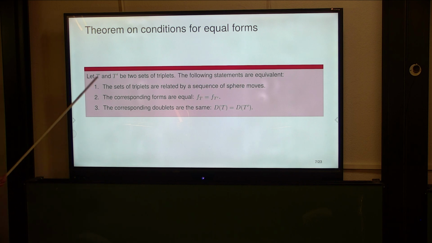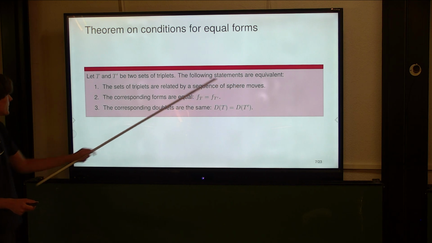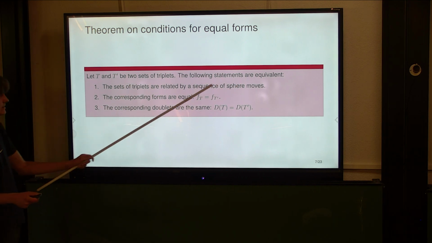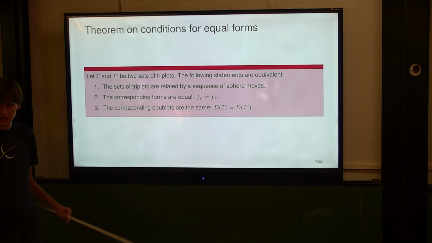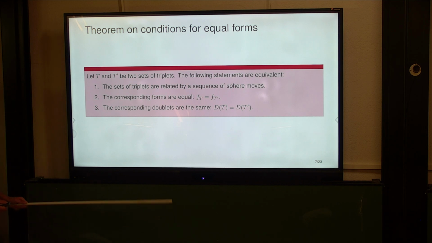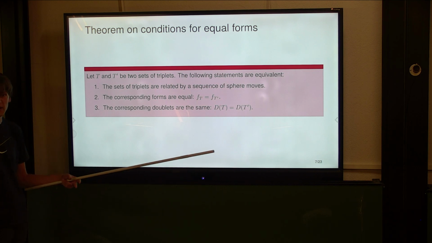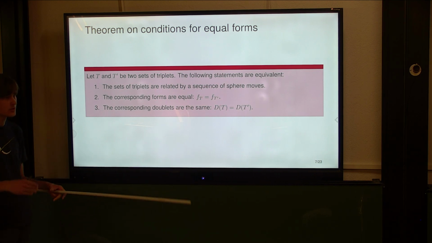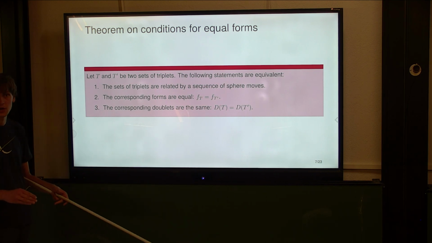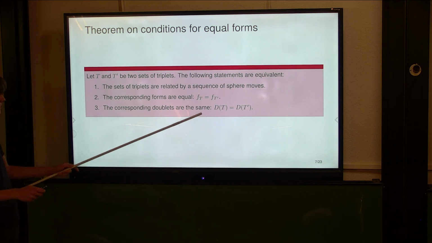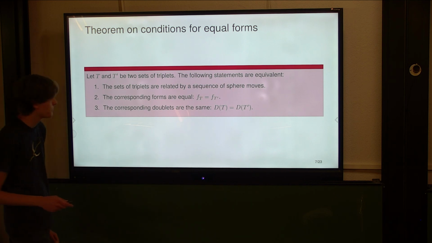If we have 2 different sets of triplets, or really you can say 2 different diagrams, the following statements are equivalent. The sets of triplets are related by a sequence of sphere moves, which are the generalization of square moves I was talking about. The corresponding forms are equal, or the corresponding doublets, which are sort of less redundant combinatorial objects, kind of like the triplets, but encoding more precise information, are equal to each other.